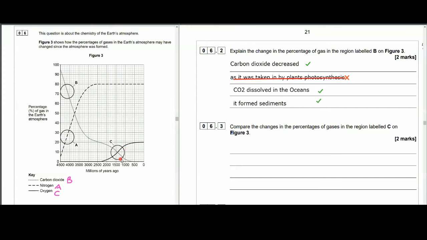And then finally, for this 6.3, compare the changes, compare being the key word here, in the percentage of gases in region C. So we've got carbon dioxide decreasing, and the other gas here is oxygen, which is increasing in the same amount. So we can say the decrease in carbon dioxide is matched by the increase in oxygen. And we should really insert the word rate to give the time frame here, as rate is always linked to time. So the rate of decrease in carbon dioxide is matched by the rate of increase in oxygen.